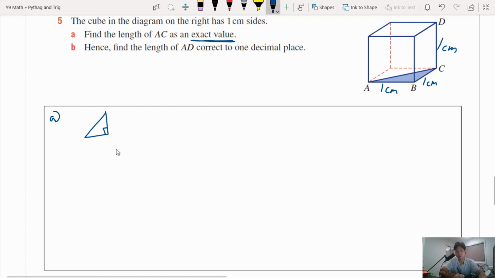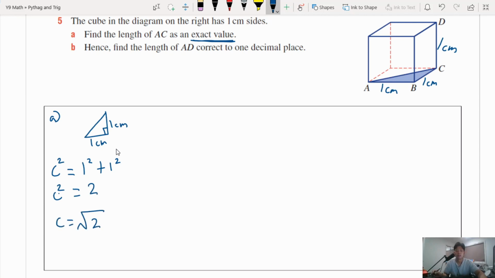Alright, so we know that the base of the triangle is 1 centimeter, the height is 1 centimeter, and we just don't know what the longest length or the hypotenuse is. So the formula says C squared equals A squared plus B squared. Let's start subbing them straight in. And we know 1 squared is just 1. So C squared will equal 2. So C therefore is square root 2. And we keep it like that because the question asks for it in an exact value. Alright, so that's the first half of the question. Let's go to the second half.